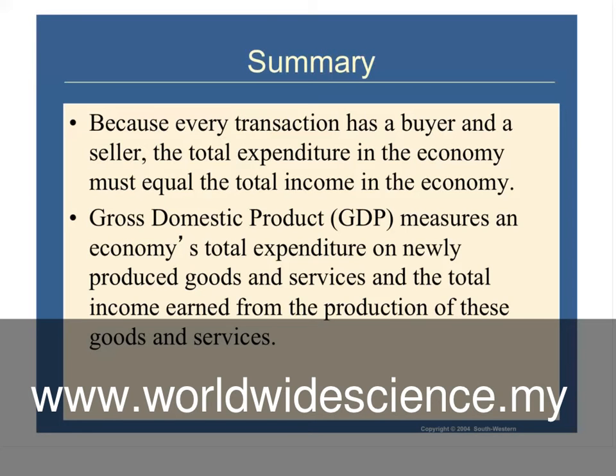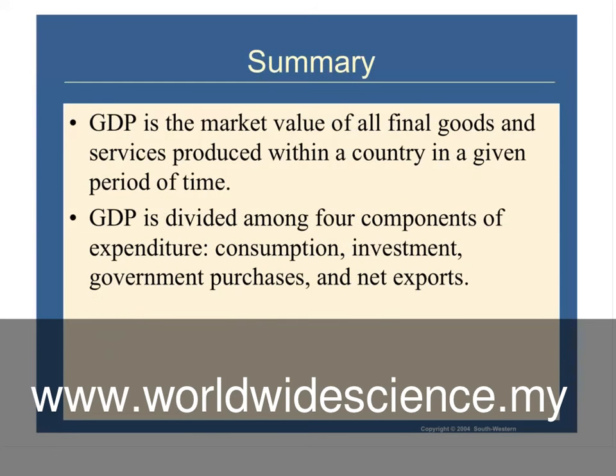So GDP basically measures the economy's total expenditures on newly produced goods and services, and the total income earned from the production of these goods. You're not talking about those in the past, you're talking about the newly produced, in that certain quarter or year that we are calculating. GDP is the market value of all final goods and services produced within a country in a given period of time. GDP is divided among 4 components of expenditure: consumption, investment, government purchases, and net exports.